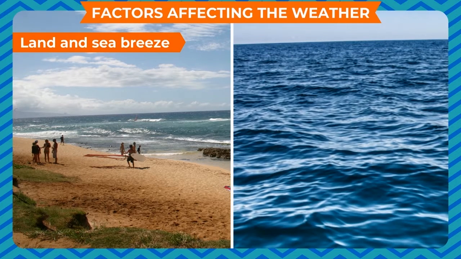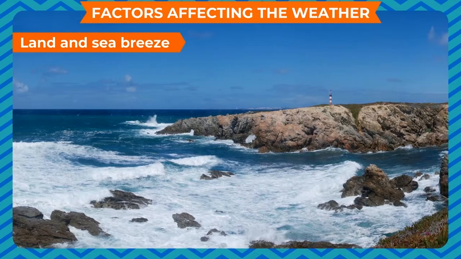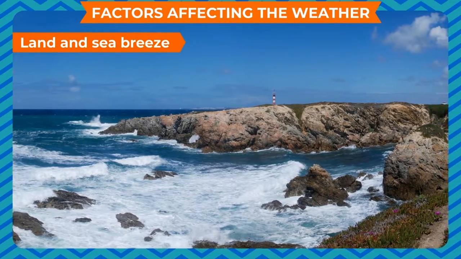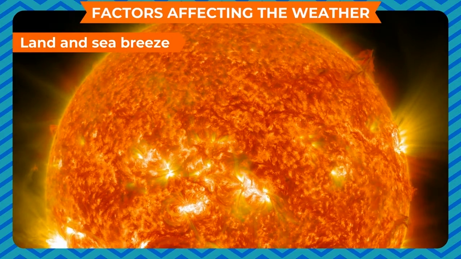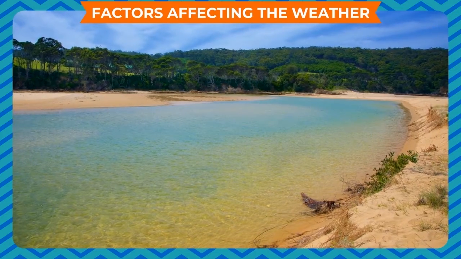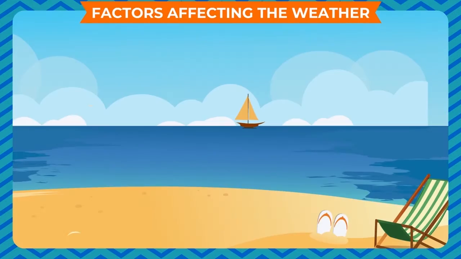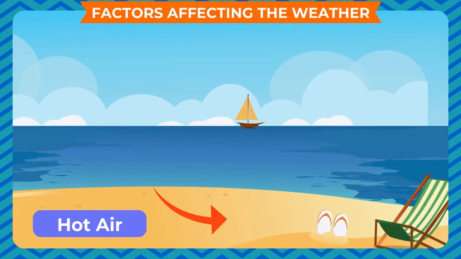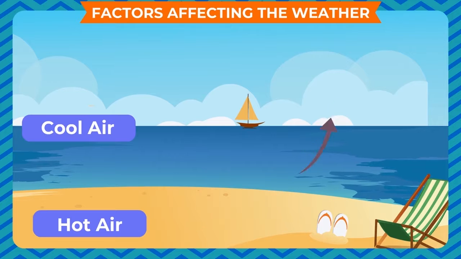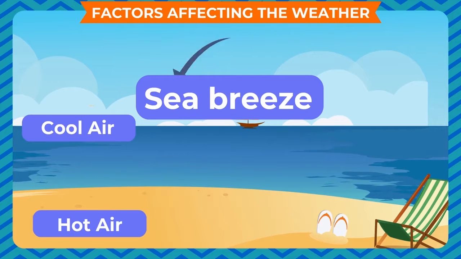Land and sea breeze. In the coastal areas, during the day, the wind blows from the sea to the land. The heat of the sun heats the air above the land quicker than the air above the sea. So, the hot air above the land rises up, and the cool air present above the sea rushes to replace the hot air above the land. It is called sea breeze. It blows during the day.